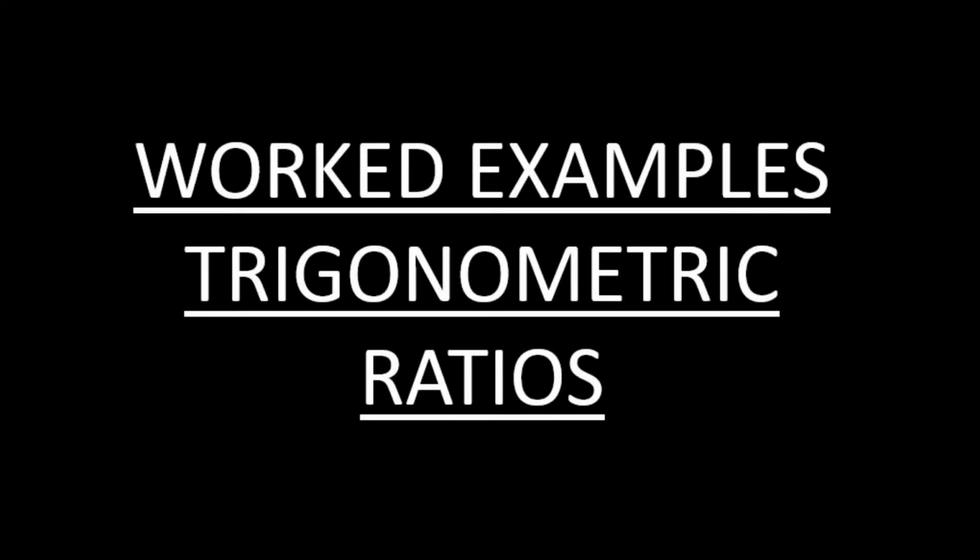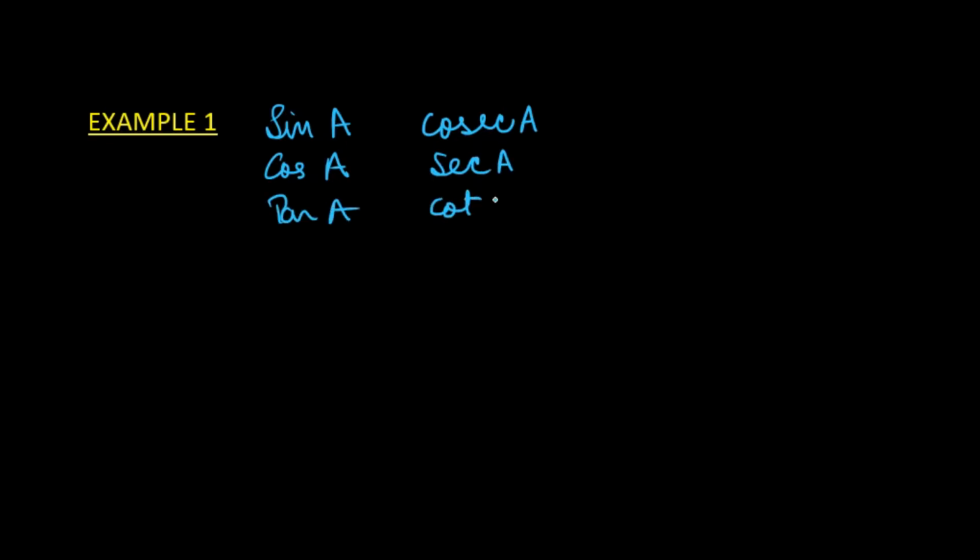Hi, in a previous video, we have seen what are the 6 trigonometric ratios. For any angle A, the 6 trigonometric ratios are sine of A, cosec of A, cos of A, sec of A, tan of A, and cot of A.